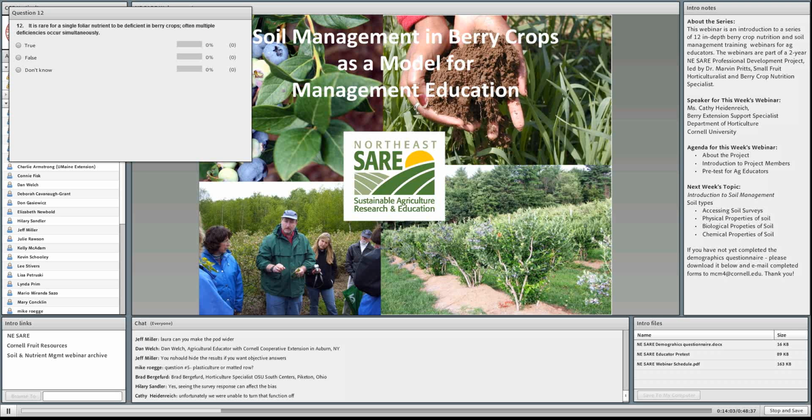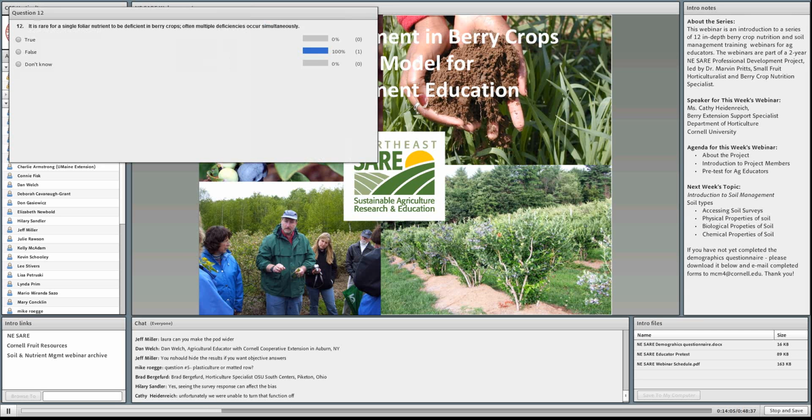It is rare for a single foliar nutrient to be deficient in berry crops. Often multiple deficiencies occur simultaneously. All right, I think we've got everybody's vote there.